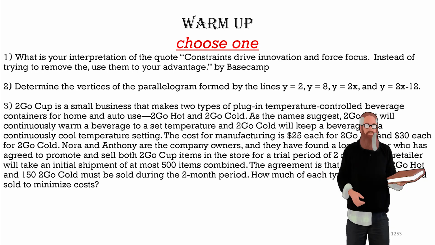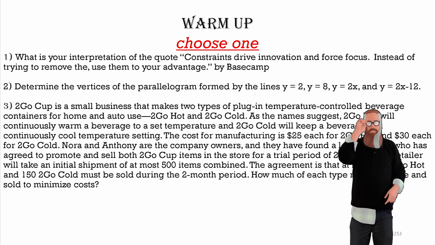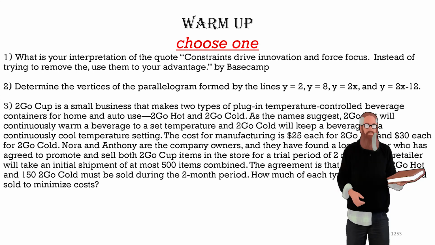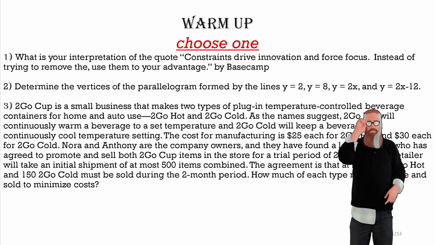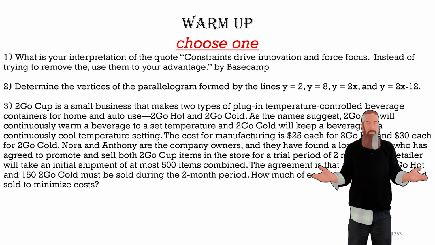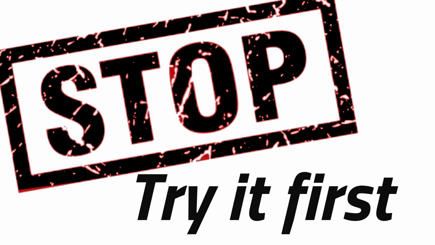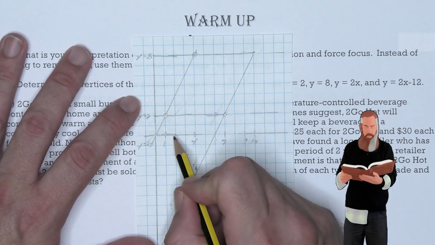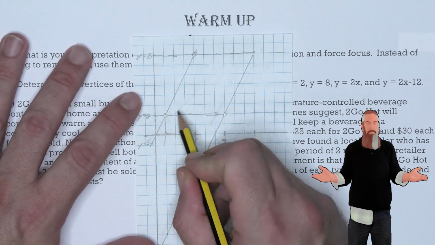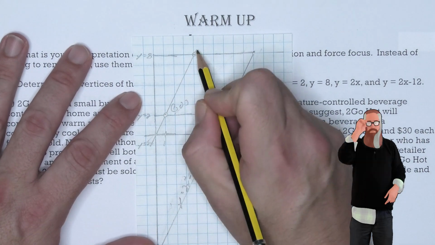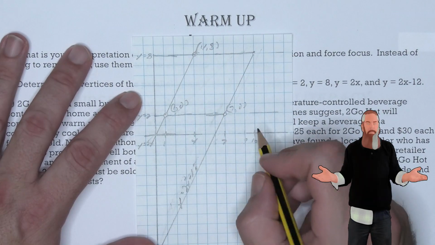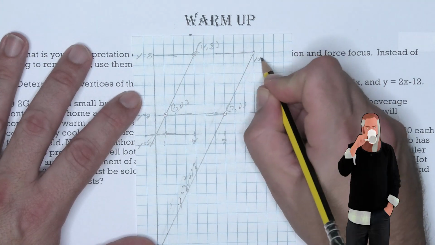Determine the vertices of the parallelogram formed by the lines y = 2, y = 8, y = 2x, and y = 2x - 12. So the first thing that I did was draw this as a graph. This is going to give us the points (1, 2), (4, 8), (7, 2), and (10, 8).